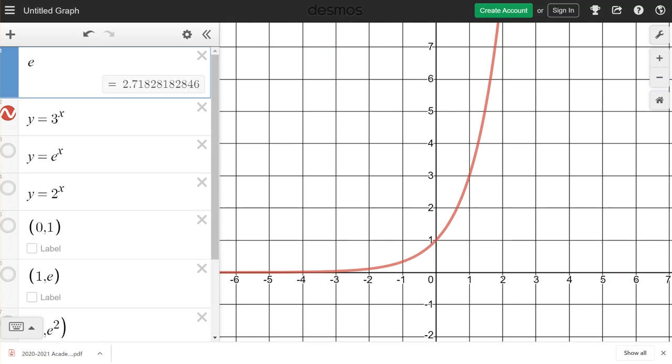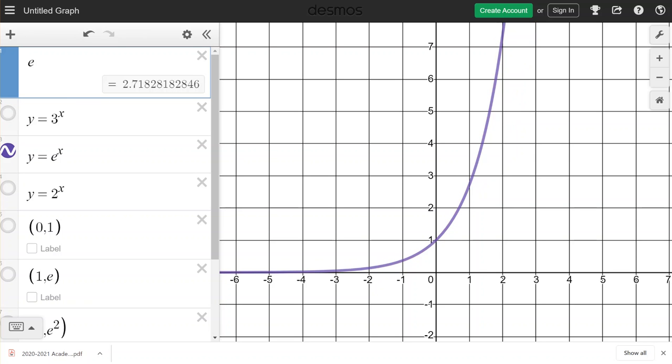Let's zoom in a bit. Here I've graphed 2 to the x in blue. E to the x lives right in between red and blue. So here's e in purple. And notice how e to the x is a little closer to the red curve than it is to the blue. And that's because e, 2.718, is closer to 3 than it is to 2.